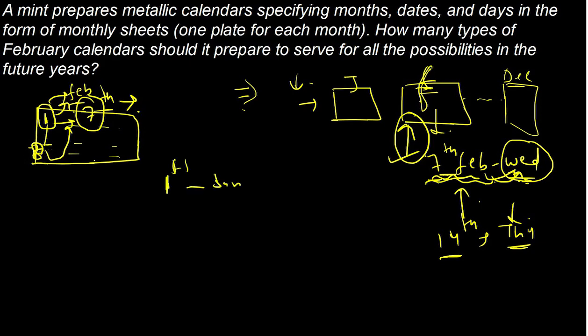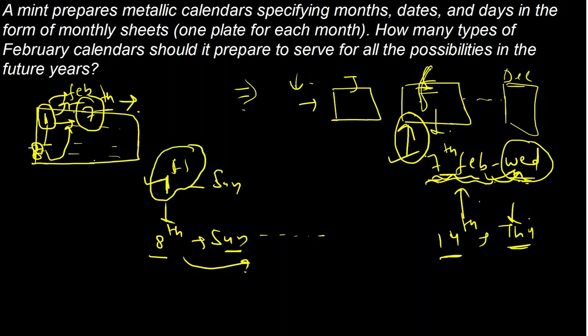Okay, so again 8th of February is going to be what? It is going to be again Sunday, and then so on. So if you fix this 1st of February, you can get all the combinations. Okay. So 1st of February, in how many ways do you have this combination of 1st of February?